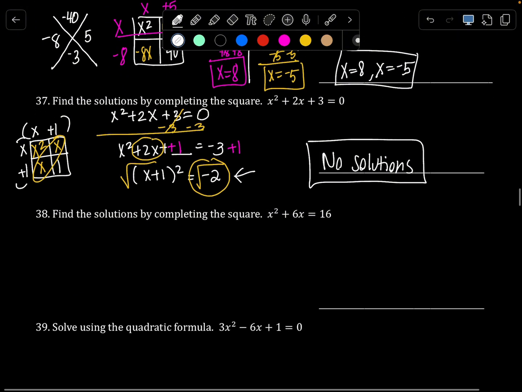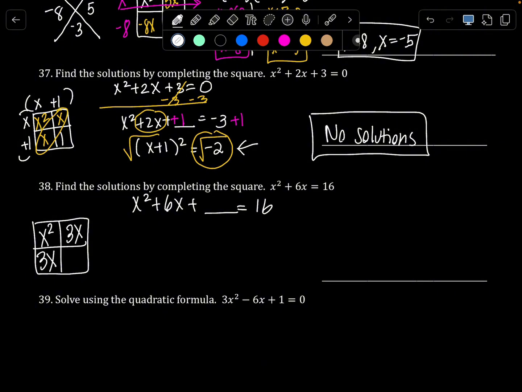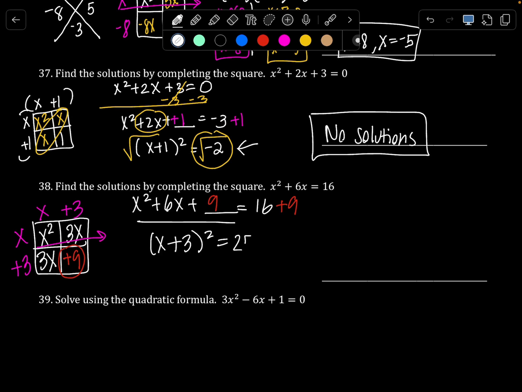Whew, we're almost there. Number 38, solve by completing the square again. Okay, let's do it again. So x squared plus 6x plus blank equals 16. Let's use our box. x squared, split up the x tiles, 3x here, 3x here. Find your GCF, x times x, and then plus 3 plus 3. The number of ones missing is positive 9. So add 9 to both sides. The factors of this are x plus 3 squared equals 25.